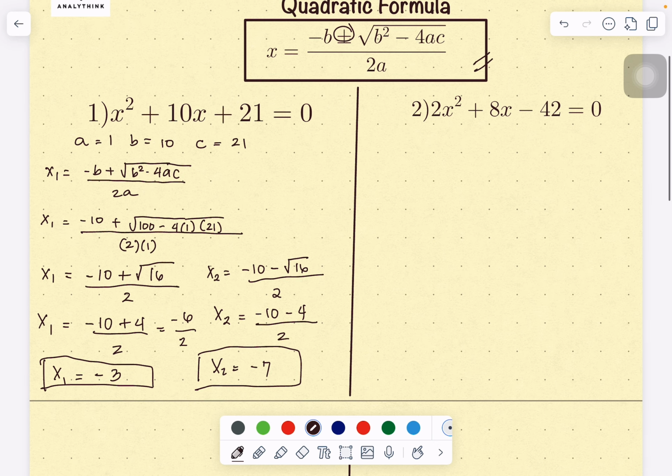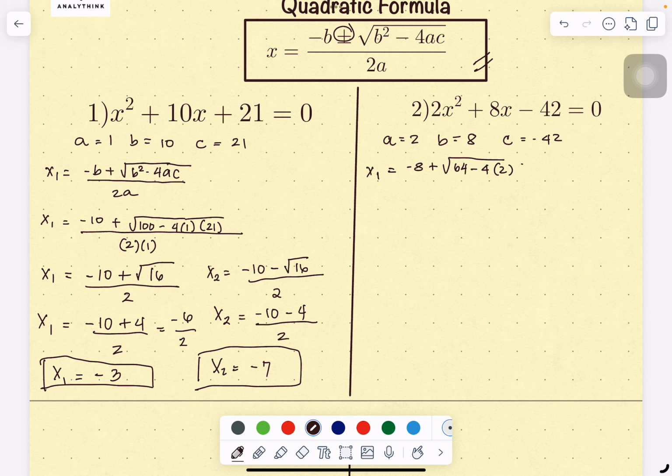For the second example, a is 2, b is 8, and c is negative 42. Same thing, I'm going to use addition first for x sub 1. So that would be negative 8 plus the square root of b squared, so 8 squared, that is 64, minus 4ac, so that's negative 42, divided by 2a, or 2 times 2. So that is 4.